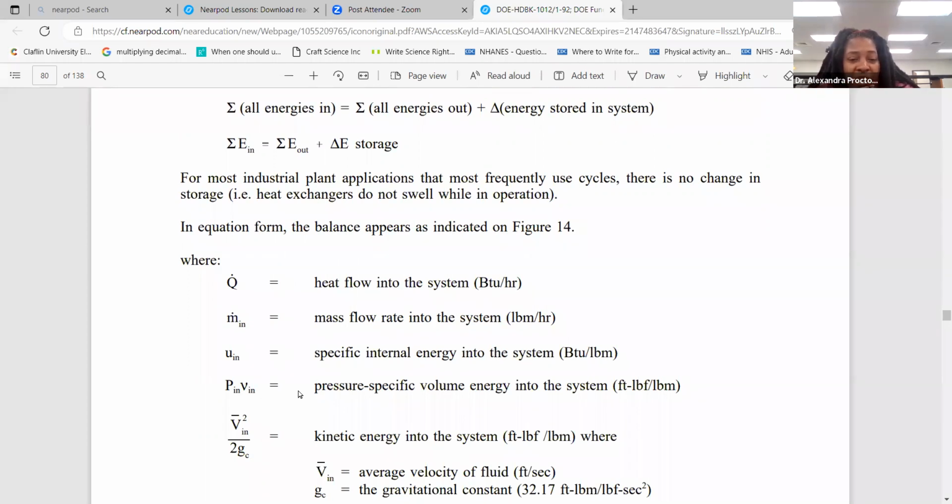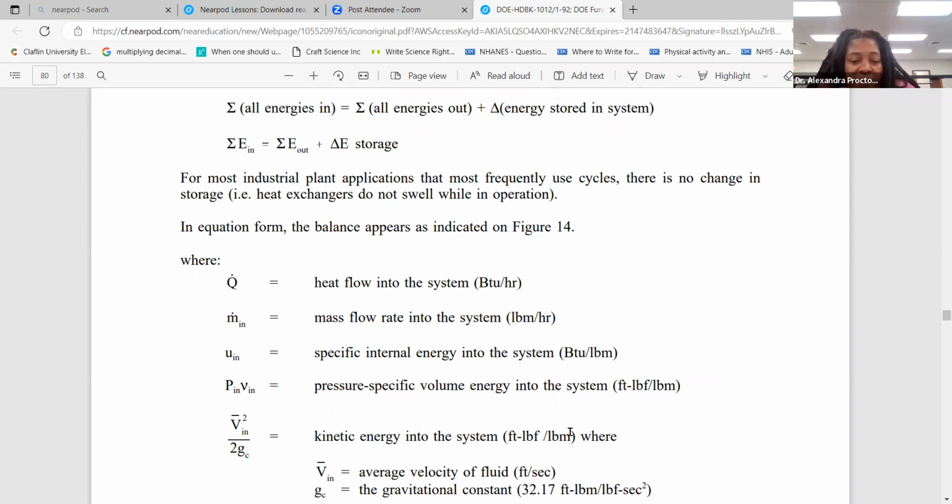m_in is the mass flow rate into the system, and that's pounds mass per hour. u_in is the specific internal energy into the system, and that's BTU per pound mass. P_in v_in is the pressure-specific volume energy into the system, which is foot pound force per pound mass.